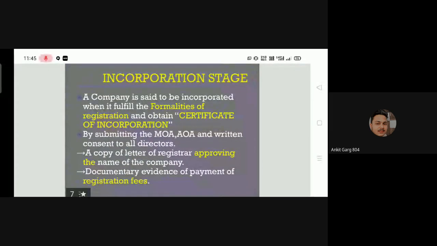So now we discuss the incorporation stage. A company is said to be incorporated when it fulfills the formalities of registration and obtains a certificate of incorporation. So by submitting the MOA and AOA, that is the Memorandum of Association and Articles of Association, and written consent of all the directors, a copy of the letter of the registrar approving the name of the company, and documentary evidence of payment of registration fees.